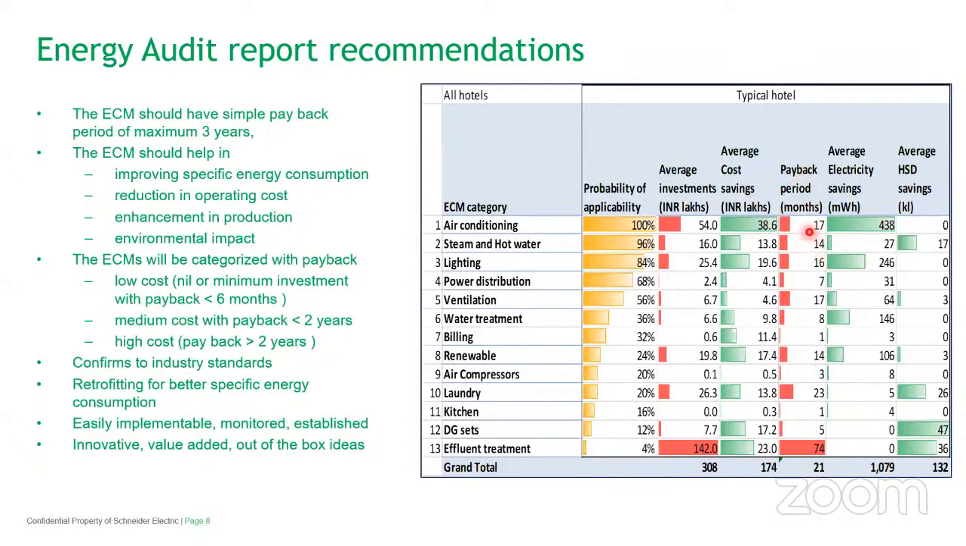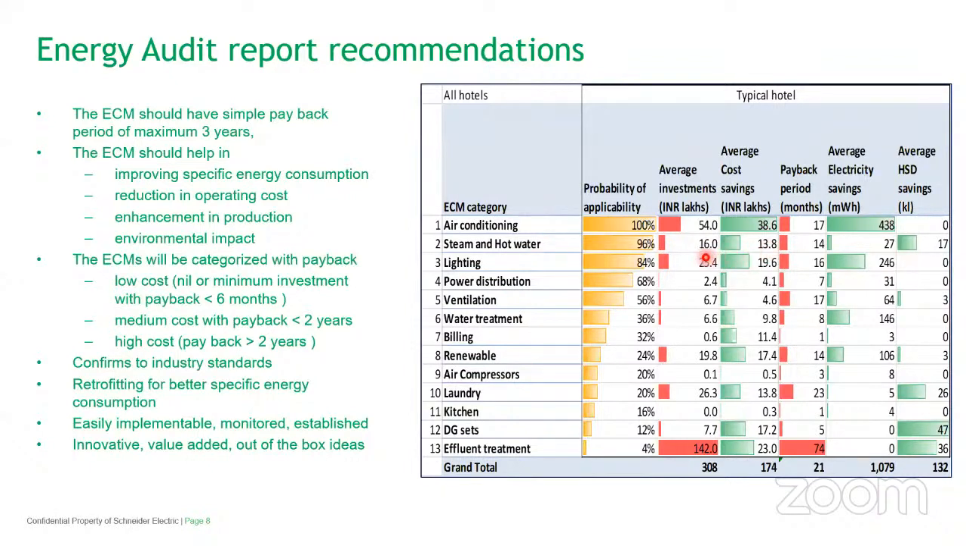This is very important to know. If I want to get savings of 38 lakhs per year, I should invest 54 lakhs of rupees. That means whatever investment I do, I will get the money back in 17 months. Similarly, if I find some energy cost saving benefit in the steam and hot water system, I get 13 lakh savings, but I need to invest 16 lakhs. That means I need to do some corrections, and in such cases you need some investment.